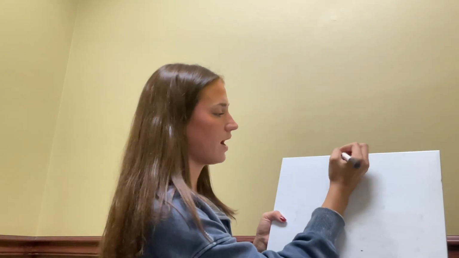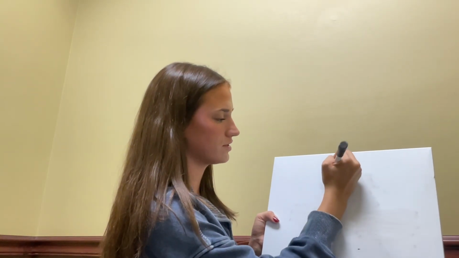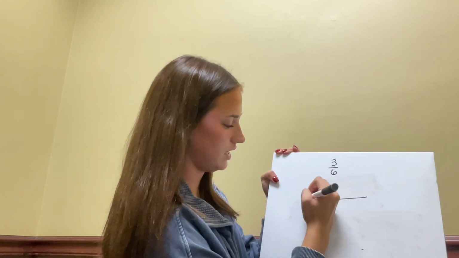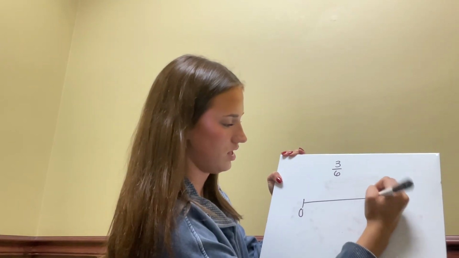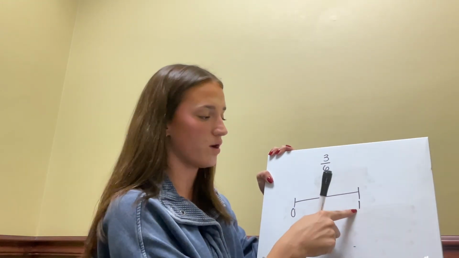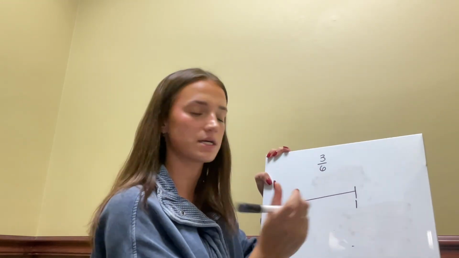So back to what we were saying, you can break a number line into however many equal parts. The denominator decides how many sections we make between 0 and 1. So let's say we have the number 3/6. So we know that we need to break our number line into 6 equal pieces. So 0 and 1, and 3/6 is half of 1 whole in this case because 3 is half of 6.